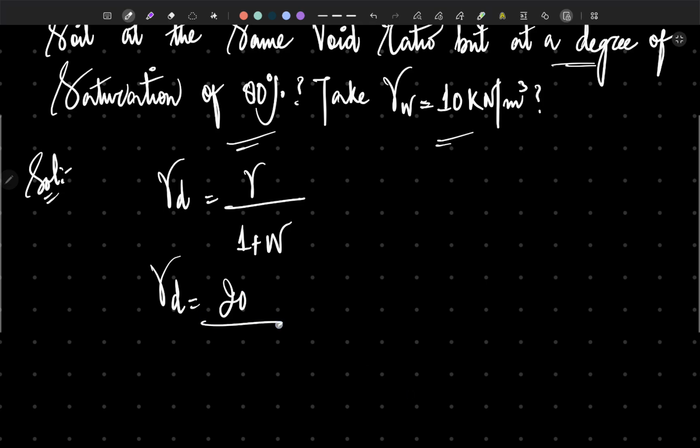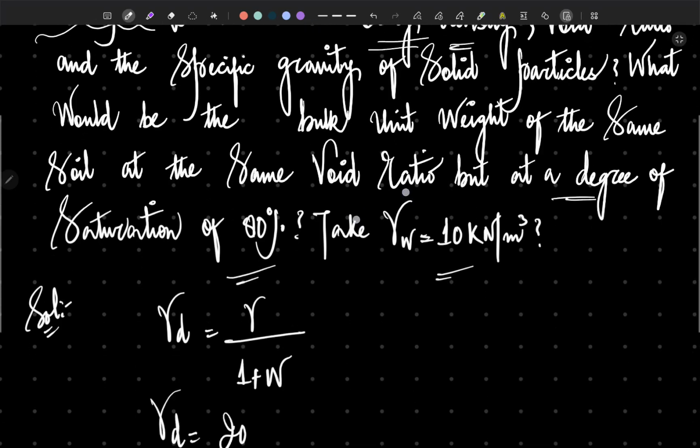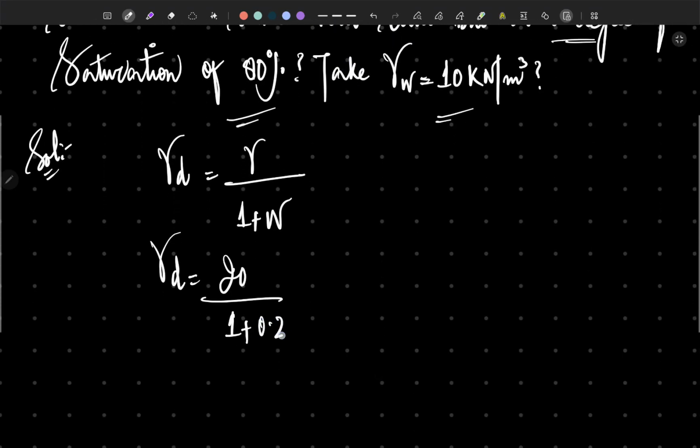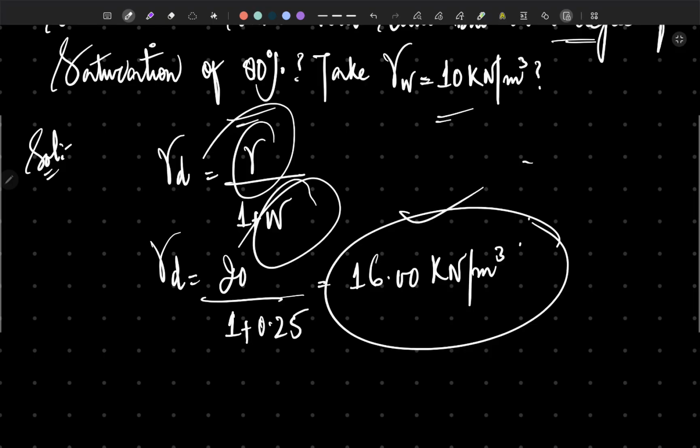20 kilonewton per cubic meter. 1 plus water content is how much? The water content is 25%, so it's 0.25. By calculations, the dry unit weight is 16.0 kilonewton per cubic meter. Because we had the bulk unit weight and the water content, we very easily found the dry unit weight, which came out to be 16.0 kilonewton per cubic meter.